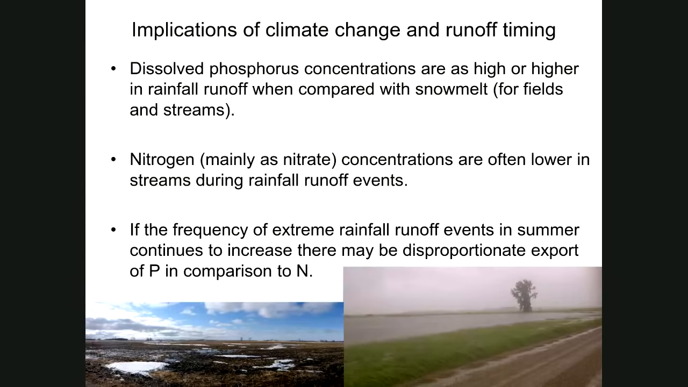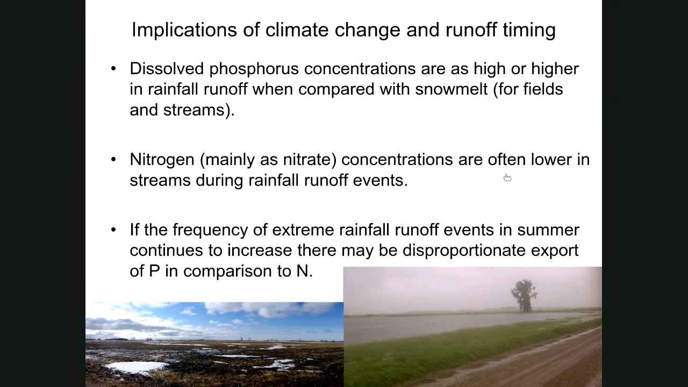So thinking about some of the implications here, when we think about the seasonality of export and concentration that have been observed, we can start to speculate on implications for climate change and timing of runoff events. It's worth noting that dissolved phosphorus concentrations are as high or higher in large summer rainfall runoff events when we compare those with snowmelt, at least for fields and small agricultural streams.